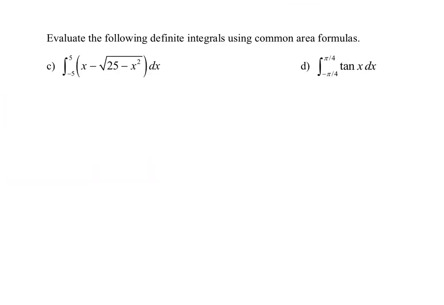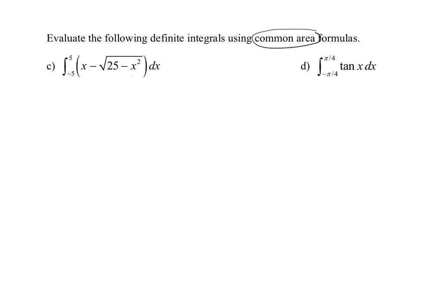Next, we have the integral from -5 to 5 of the quantity x minus the square root of 25 minus x squared dx. So once again, if we are directed to use common area formulas, then we want to think about geometric shapes, so we need to look at a graph. And we could certainly put this entire function into our calculator or Desmos and see if we recognize the graph. However, I don't think you're going to recognize it because I certainly don't either. So we want to look for an alternative method.